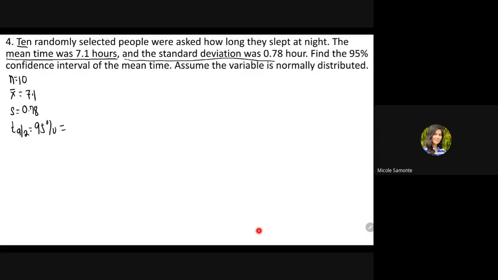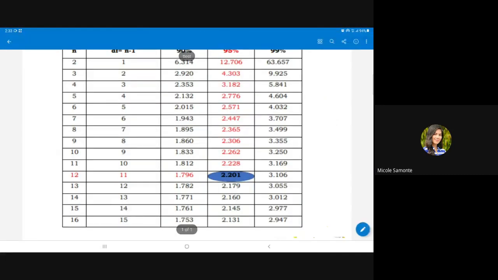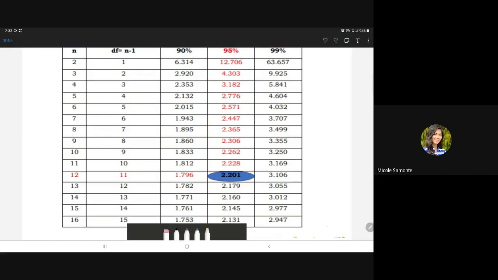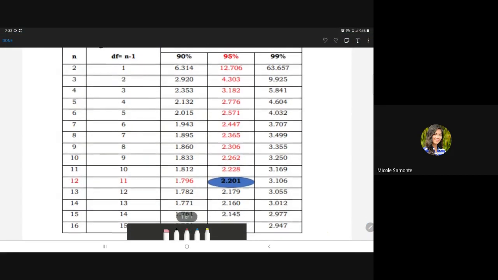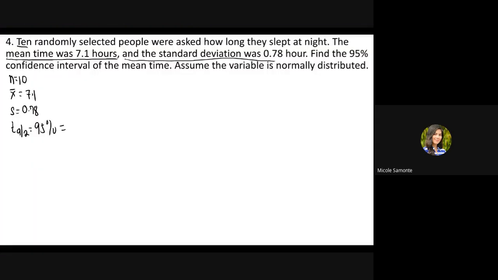Anong katumbas ngayon ng t alpha over 2? Titingin ka sa t-table. Ito yung t-table natin. Ang sample size mo kanina ay 10. Tapos 95%. Dito ka titingin sa 95%. Tapos ito yung 10 natin na n. So ang katumbas niya ay 2.262. Nakita po paano ko kinuha yung t alpha over 2. 95%, tapos hinanap ko yung n, 2.262. So yun yung ilalagay ko dito, 2.262.